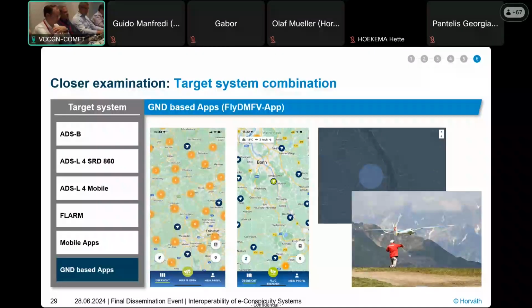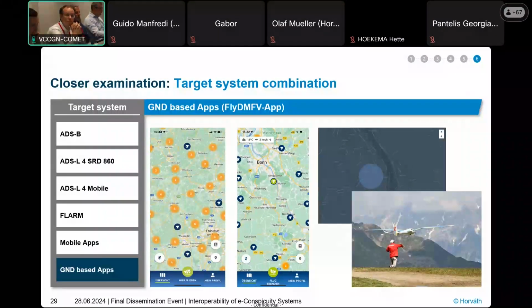So we come to the ground-based apps. What's that? I don't know if anybody knows about the ground-based apps. They are just upcoming. And I would like to show you an example. That's the Fly DMFV app, which we programmed at Dronic Company. And it's informing the traffic users, the airspace users, about model flying. The information about a model flight will be displayed on your traffic systems here, the Dronic UTM. It's in the upper right corner.